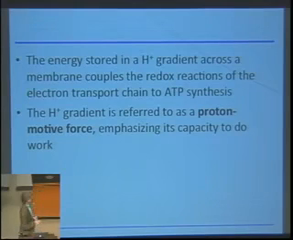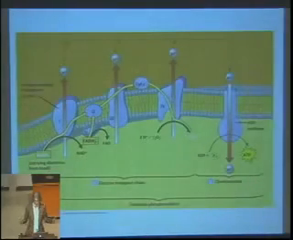Okay, so basically, the energy that is stored in a proton gradient across the membrane is what couples the redox reactions of that electron transport chain to the process of ATP synthesis through that ATP synthase machine or motor. And we can call the proton gradient a proton motive force, right? A proton motive force emphasizes its capacity to do work through this chemiosmotic gradient that's set up. So let's look a little bit, now the last few slides sort of show a little more schematically, putting all this together, how we imagine that this is actually working.